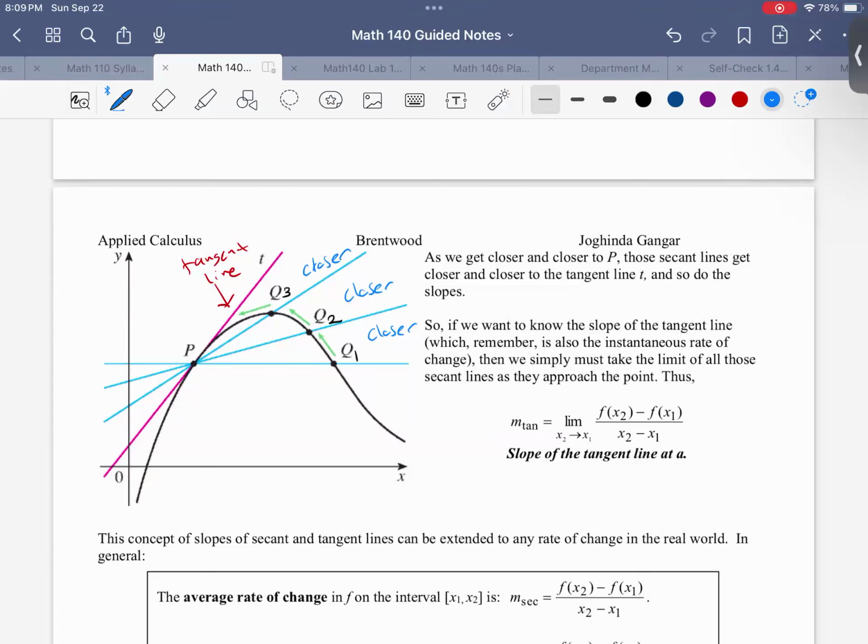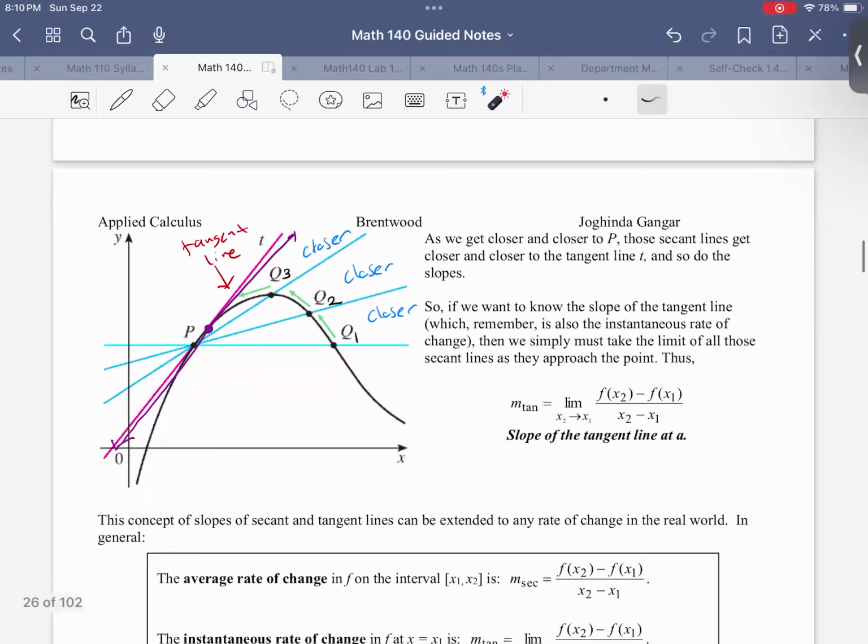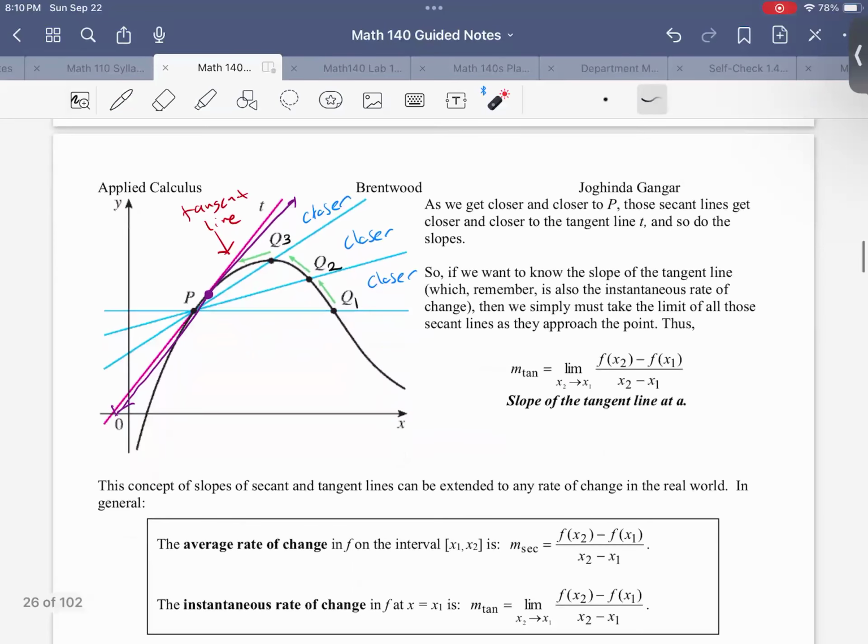right? Eventually, I'm going to get a point like right here in purple. It's getting really close, right? Okay. Let's get closer and closer, and that way we can kind of get that mirror of that. So if we want to know the slope of a tangent line, right?